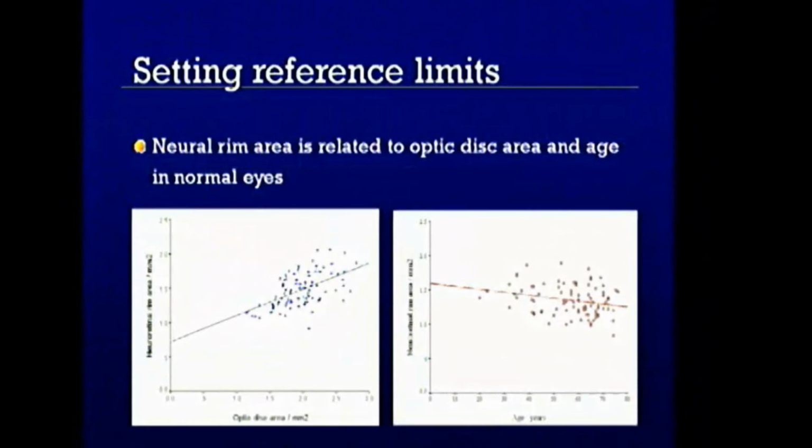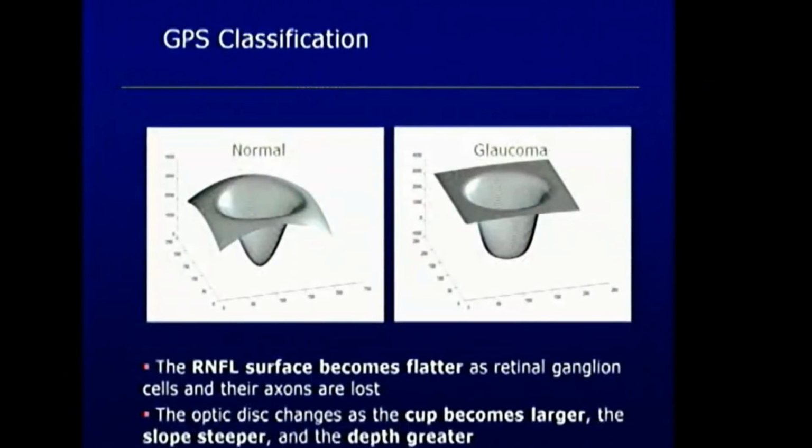So the Moorfield regression analysis uses this relationship to estimate what the rim area should be for a person of a given age and disc size. All right? Then it compares the rim area that you measure and says, well, how does this rim area compare to the estimated rim area? Now, we talked about Moorfield regression analysis, which is a contour line dependent method. And this is a contour line independent method, which is the glaucoma probability score. What the glaucoma probability score looks at is the shape of the cup.